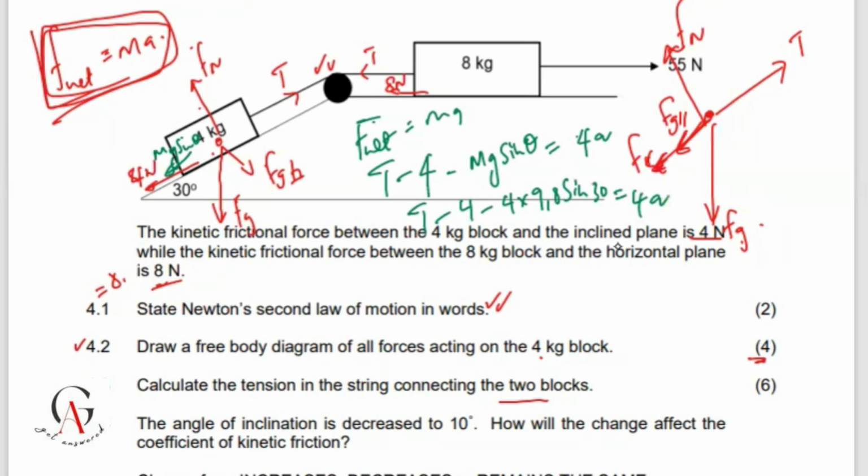We need to make T the subject again. So 4 times 9,8 is giving me 19,6. 19,6 plus 4, which is going to be 23,6. So which means T is going to be 4a plus 23,6. This is going to be our equation number 2.